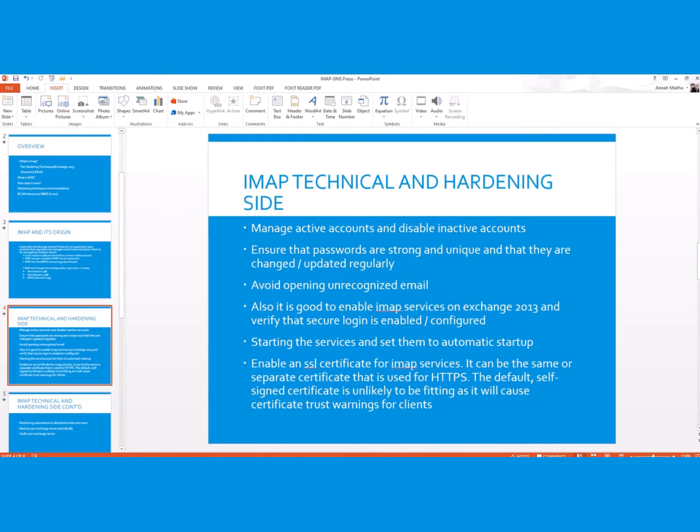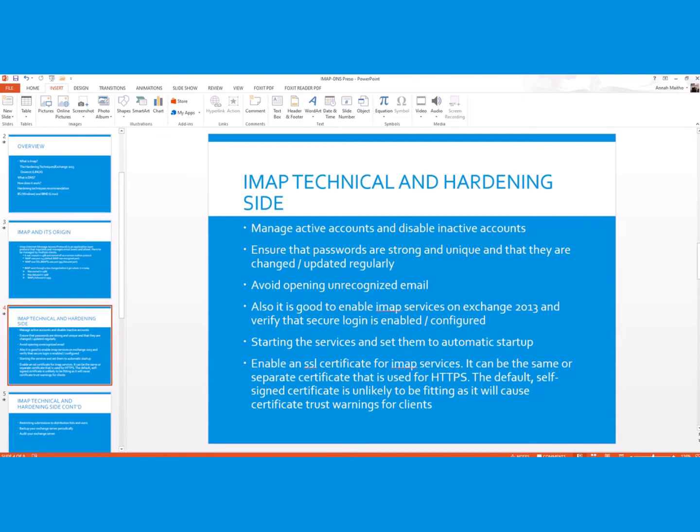So we go over the IMAP technical side and then the hardening side. First, manage active accounts and disable inactive accounts. Also, ensure that passwords are strong and are unique, and that they are changed or updated regularly. It is a good idea to avoid opening unrecognized email.